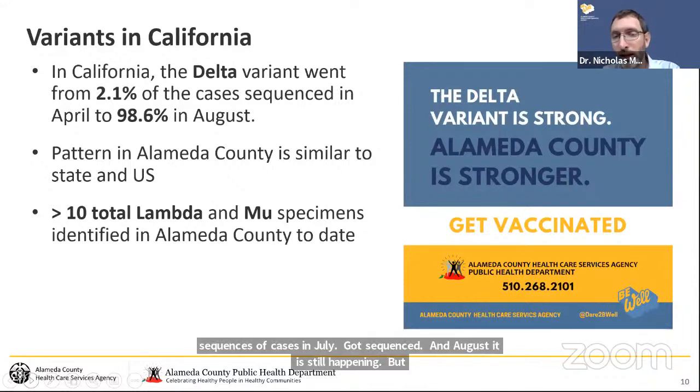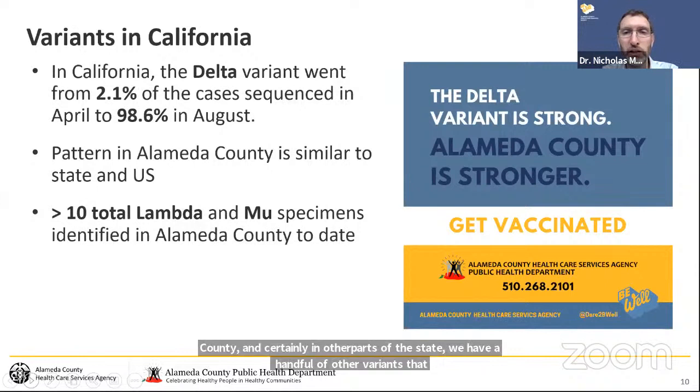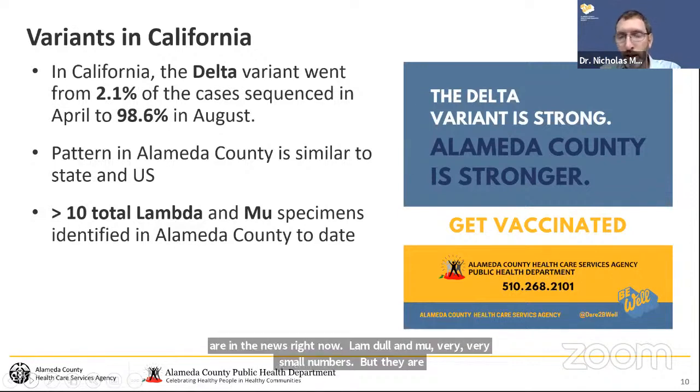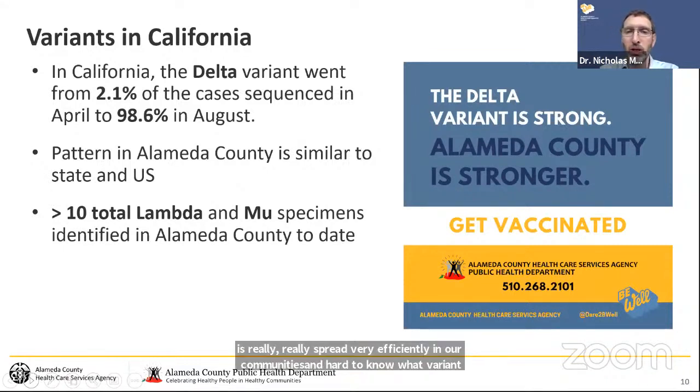Now in Alameda County, and certainly in other parts of the state, we have a handful of other variants that are in the news right now, Lambda and Mu, very, very small numbers, but they are here. We're watching those. It's hard to predict what the impact will be. Delta has spread very efficiently in our communities, and it's hard to know what variant will emerge next, and what we might see with the next wave this winter. Next slide.